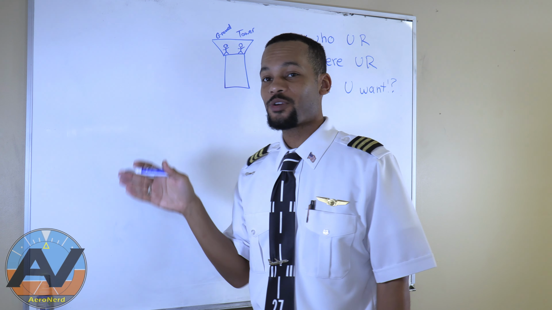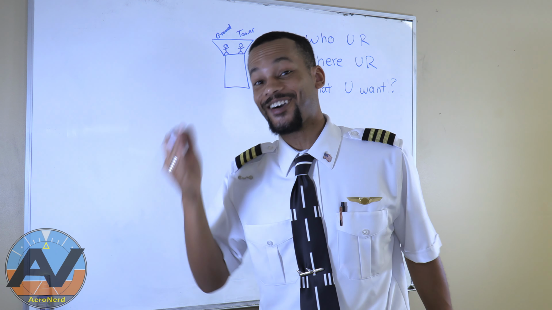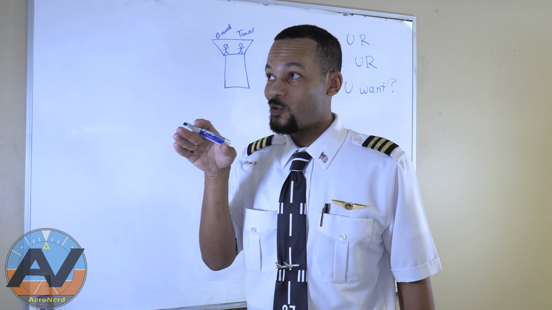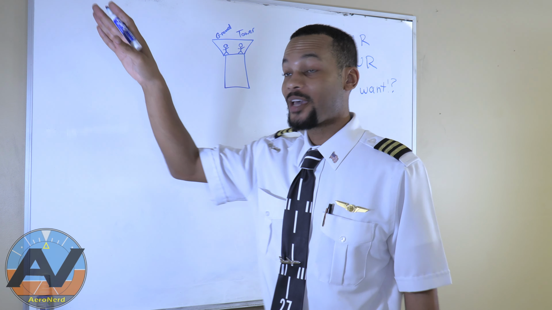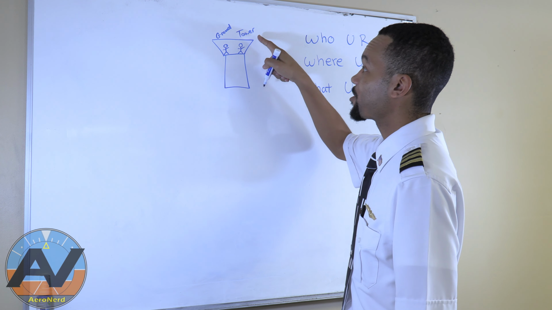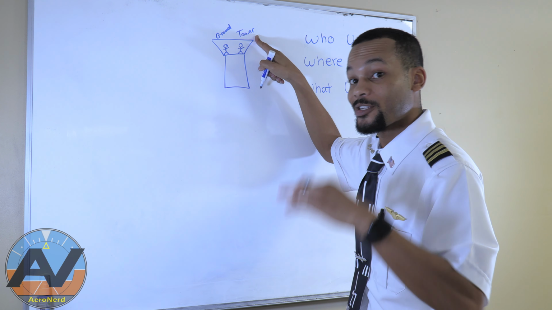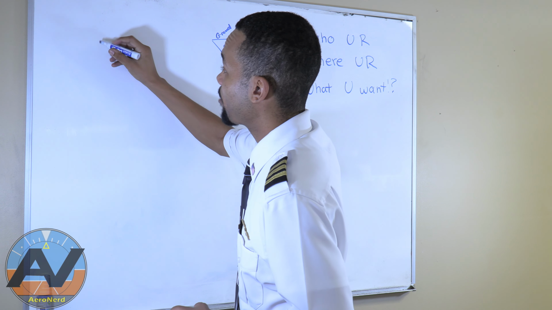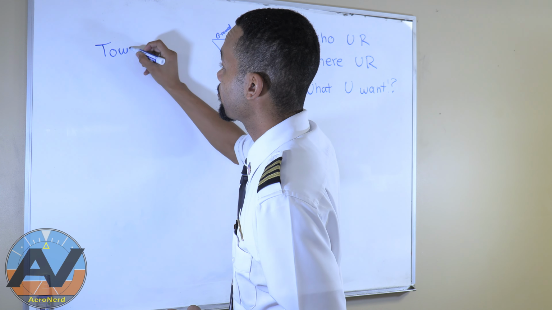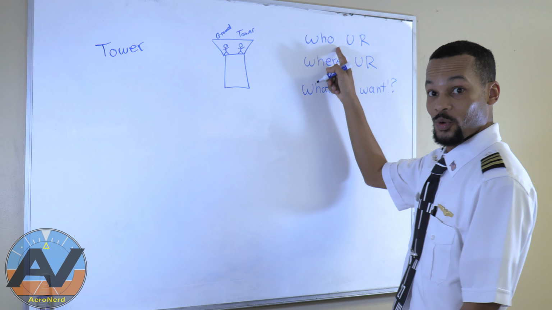All right, so now we've taxied. We are holding short of the runway and we're getting ready to take off. So remember, who do we contact if we need to go up into the air? Ground or the tower? So now we got to contact your tower. So now instead of ground, we're going to say tower. Who we are.